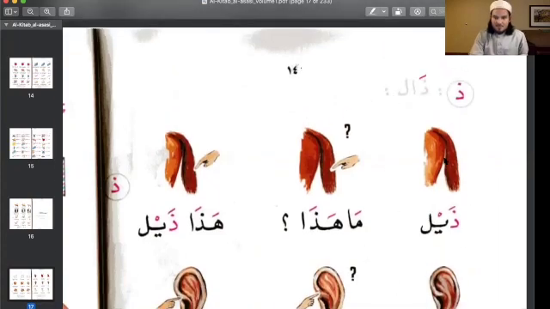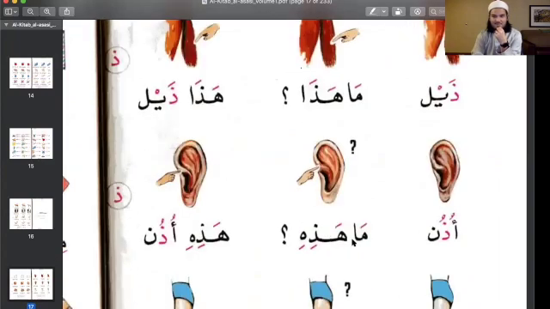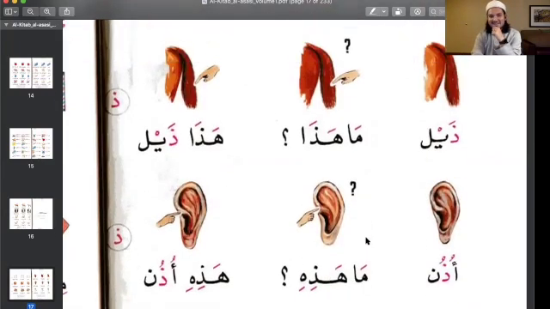Okay. What do we have here? Difa. Oh, wait. ما هذا؟ هذا veil. Okay. And what does veil mean? Tail? Yeah. Tail? Veil. Okay. Veil. So you thought it was shoulder.